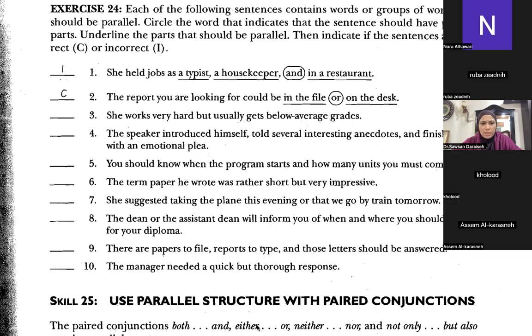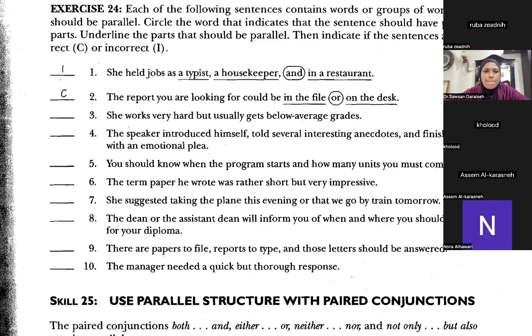Dr. Ruba, do you have your hand up? Yes, firstly, I am sorry for bothering you. No, you're not bothering me at all. Ahlan wa sahlan. My question is about sentence 3. Why is there no comma before but? Can you put one for me?